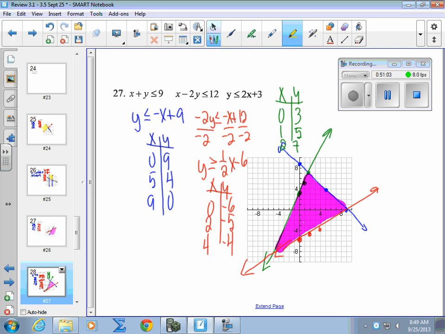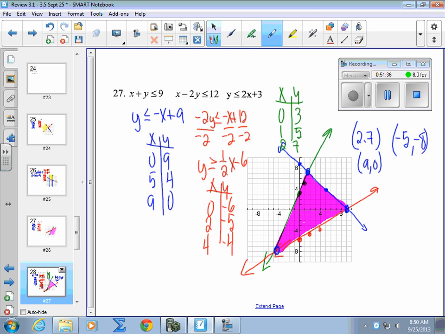They asked us to find the vertices. So we're looking for this point, and whatever point it is down here. So this point right here would be, what do we say? 2, 7. That point and say 9 and 0. And what is this point? -5 and what? -8. -5 and -8.